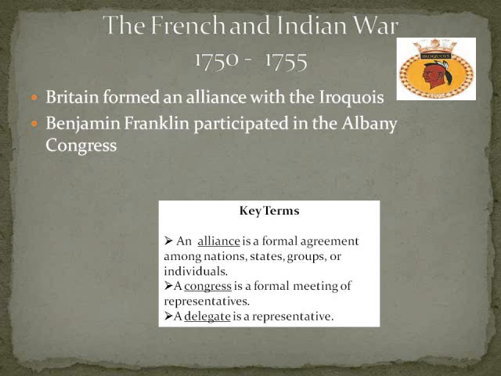By the mid-1700s, both Britain and France had formed alliances with many Native American tribes. The Iroquois had become one of Britain's most important Native American allies. In June and July of 1754, colonial leaders met at Albany, New York, in what was called the Albany Congress. 7 colonies sent representatives or delegates, including Benjamin Franklin from Pennsylvania.